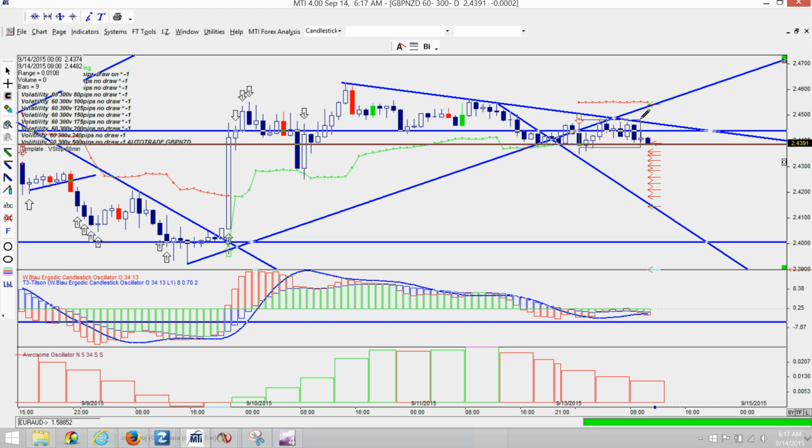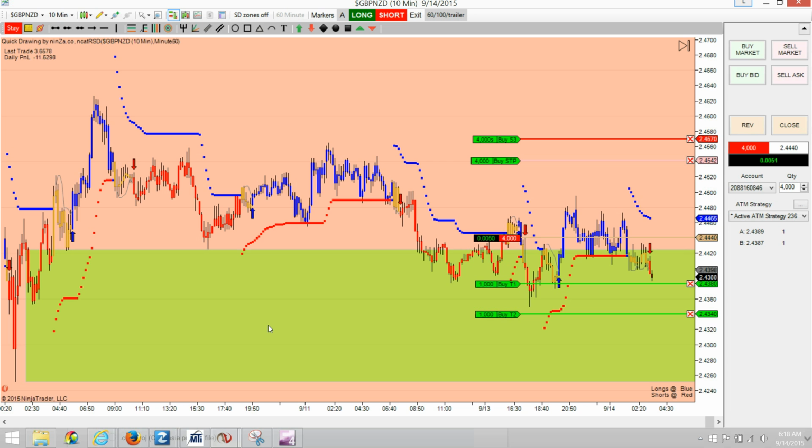Just go down to the 10-minute time frame and look for an entry. And you have so many times to enter on this trade. Yeah, like 1, 2, 3 times to enter on this trade.